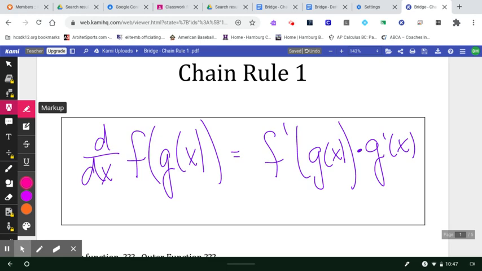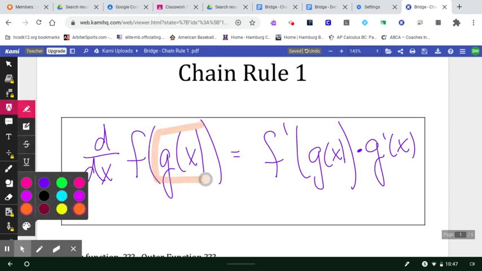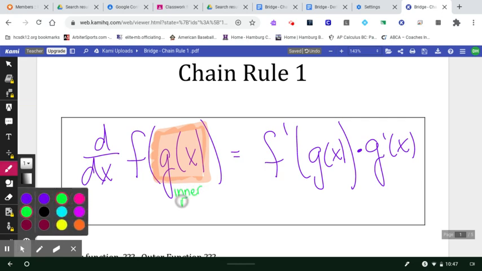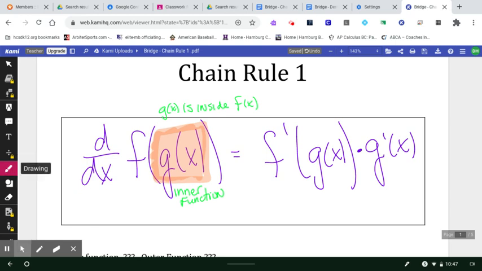Well, I want you to kind of highlight for yourself this function in here. Do you see how g of x is sitting inside of f of x? That is what makes it a chain rule. We have this thing called the inner function. This inner function g of x is inside f of x. And that's what makes this a chain rule, when you have one function sitting inside of another.